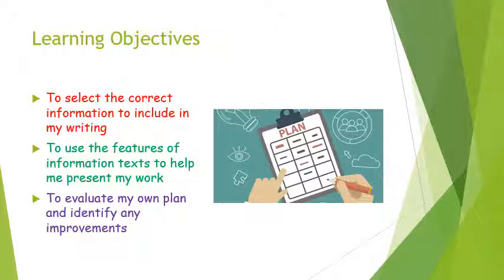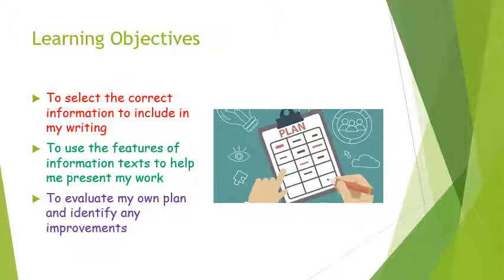So let's have a look at our learning objectives for today's lesson. We're going to select the correct information to include in your writing. You're going to use the features of information text to help you present your work. And you're going to evaluate your own plan and identify any improvements.